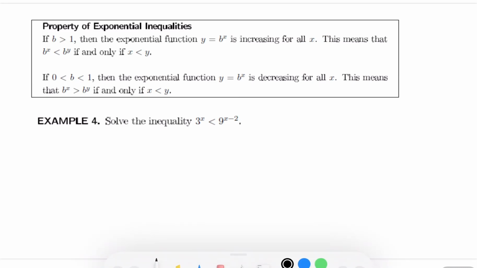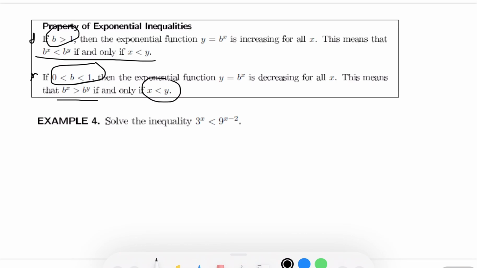Now let's go to exponential inequalities. So take note of this because we have two conditions. First one is if b is greater than 1. The second one is if it is between 0 and 1. Okay? So we have this. If b raised to x is less than b raised to y, then we conclude that their exponents have this relationship: x less than y. But if we have this condition, b between 0 and 1, then your exponents are related in the opposite direction.